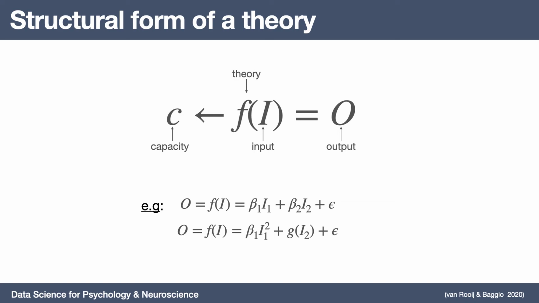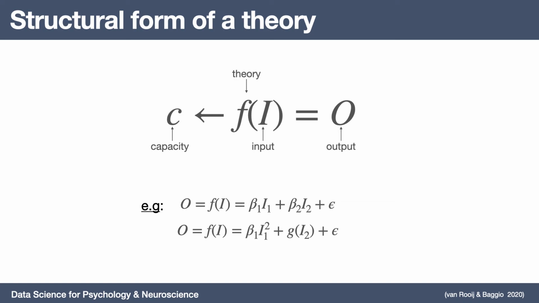But the form of these relations from input to output, specified by some transformation function, is essentially the fundamental form of any theory. So when you're thinking about a theory in your field, whether it's cognitive development, social psychology, cognitive psychology, systems neuroscience, or cellular neuroscience, ask yourself: what are the capacities? What are the inputs? What are the outputs? And what's changing those outputs? If you frame your theories in that way, it frames the theory in a way that makes it experimentally testable.